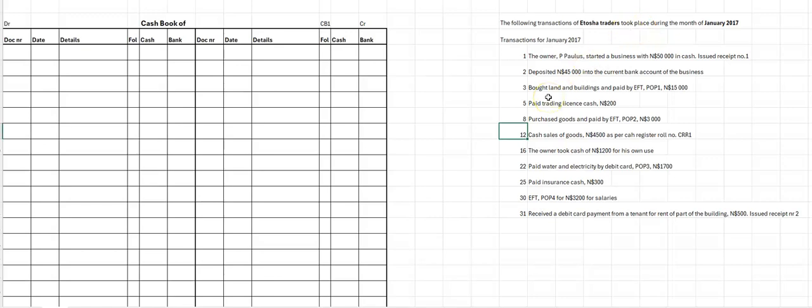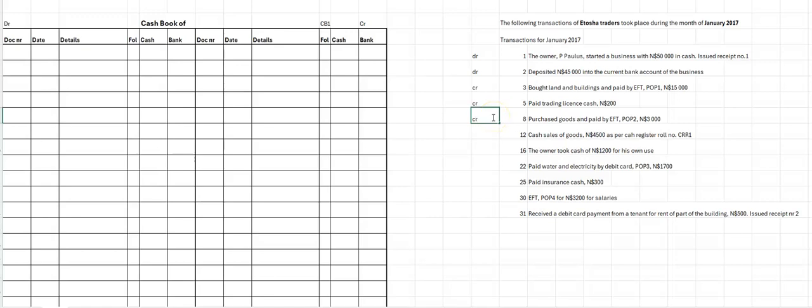Now we're going to make notes here and there. First of all, we're going to make notes of what is credit and what is debit. So right next to the transaction, you take a pencil and you write debit or credit. So Paulus started a business with $50,000 in cash, so that would be debit. Then deposited $45,000 in the current bank account, that would also be debit. Bought land, that would be credit. Paid trading license, that would be credit.